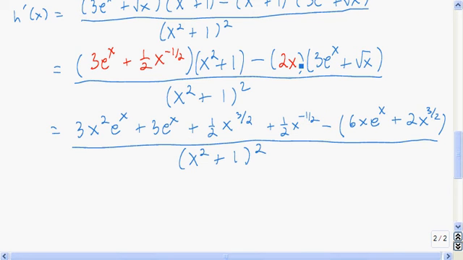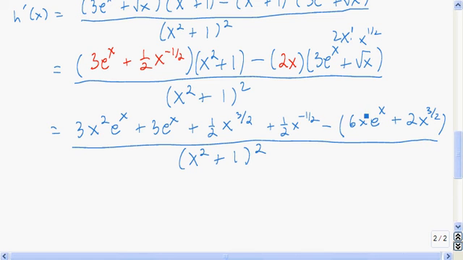Then minus 2x times 3e to the x is 6x e to the x. Then 2x times the square root of x. So the square root of x, remember, is x to the 1/2. So we have 2x times x to the 1/2. We add exponents. The exponent of this x is 1. So 1 plus 1/2 is 3/2. So here we have this 2x to the 3/2.